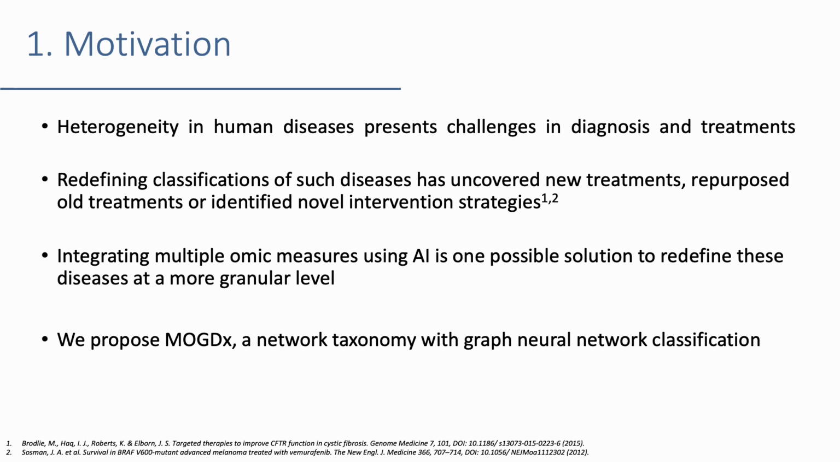To address these challenges, we strive to classify and stratify diseases based on specific characteristics, such as genetic markers, biomarkers, or clinical subtypes. This allows for more precise diagnoses and targeted treatment approaches tailored to individual variations within a heterogeneous population. The development of omic technologies has provided us with an opportunity to use artificial intelligence to embrace this heterogeneity and use it to provide valuable insights into disease mechanisms, treatment responses, and personalized medicine. Hence, we propose MOGDx, a tool which uses a network taxonomy to integrate multi-omic measures and a graph neural network for heterogeneous disease classification.